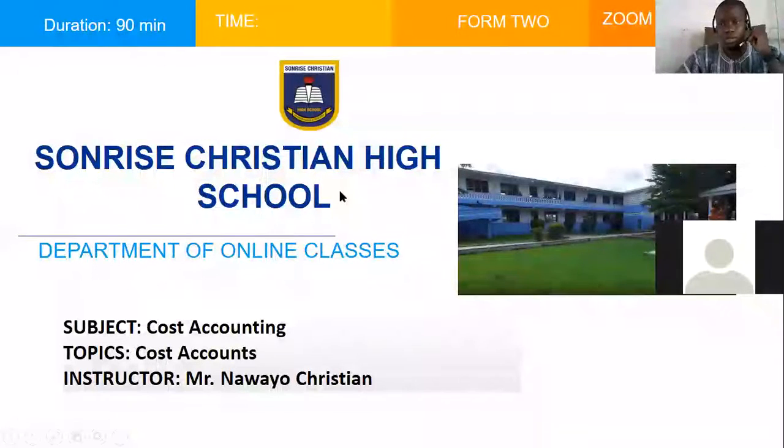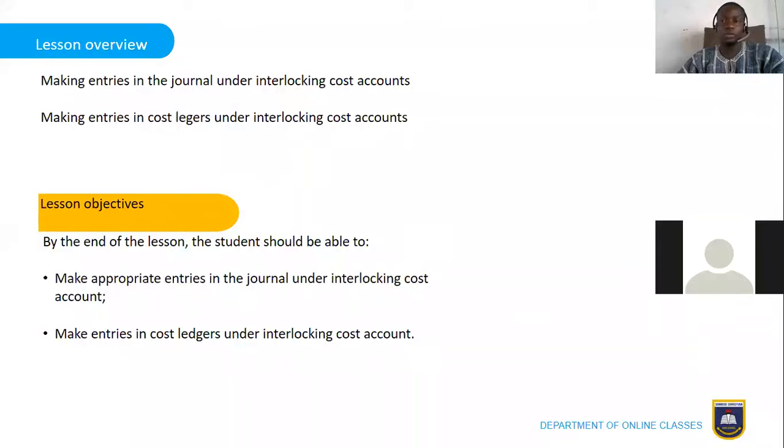Cost accounts, and then these are our objectives for today. By the end of the lesson, the student should be able to make appropriate entries in the journal under interlocking cost accounts, and then make entries in cost ledgers under interlocking cost accounts. So these are our two objectives for today.